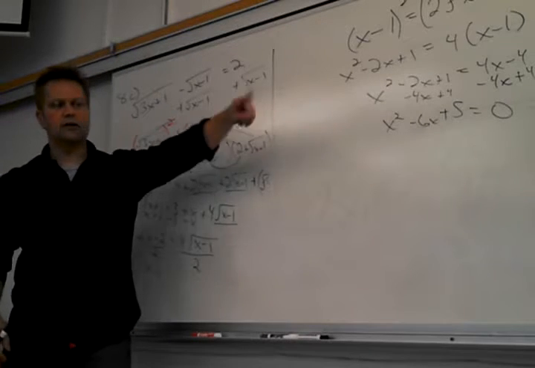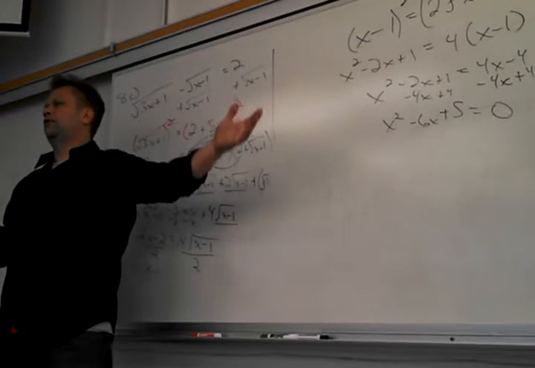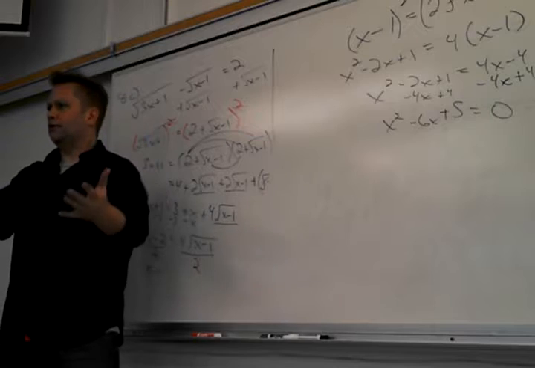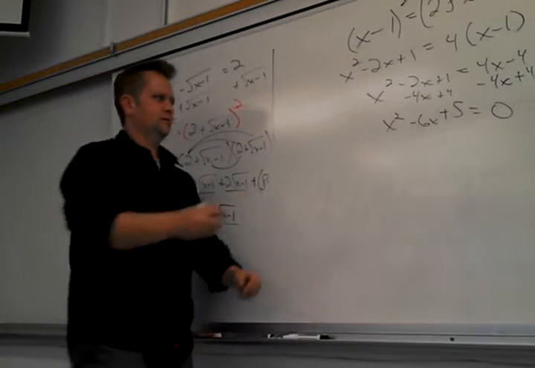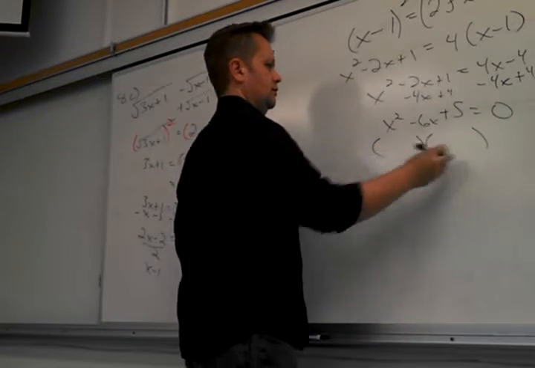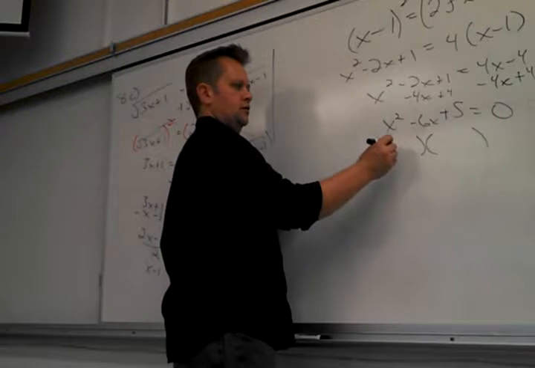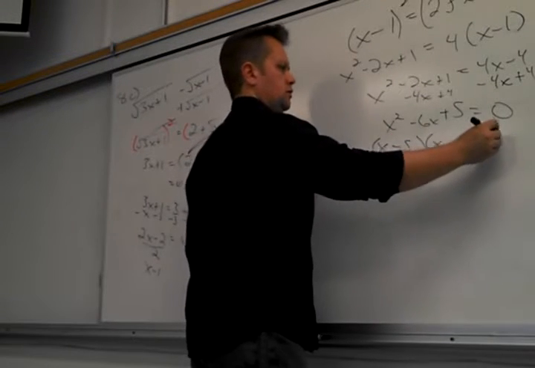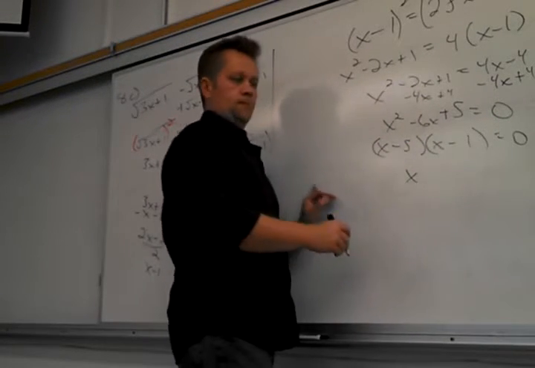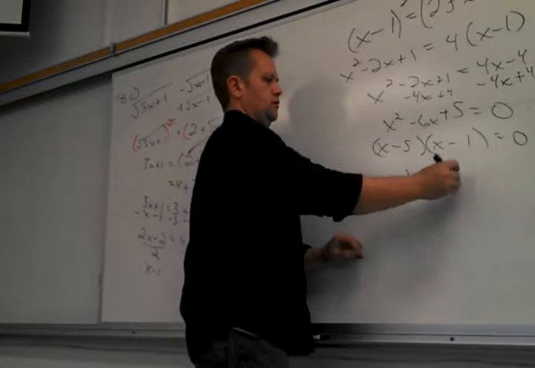And again, we see they're offset by 1. And the only way to factor 5 is 5 and 1 anyway, so you can't go wrong. So I get x minus 5, x minus 1. Don't forget to check.